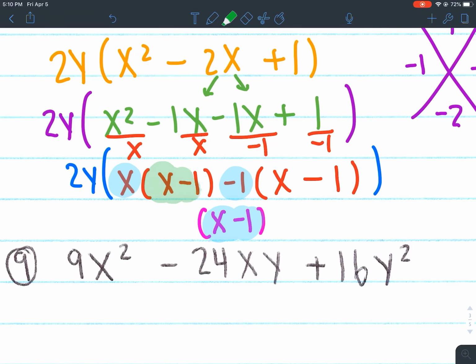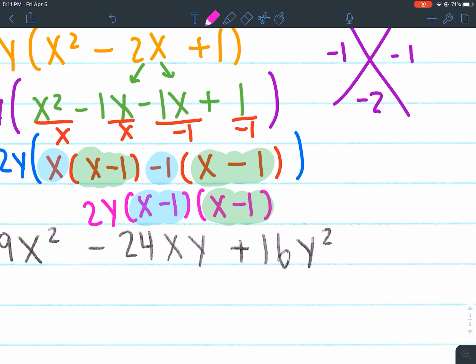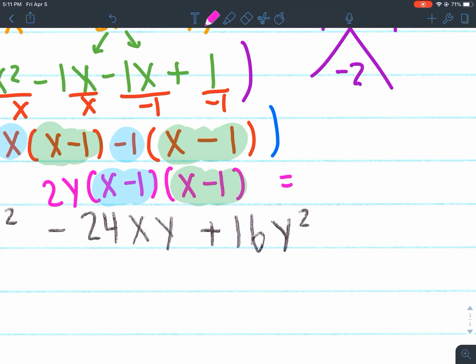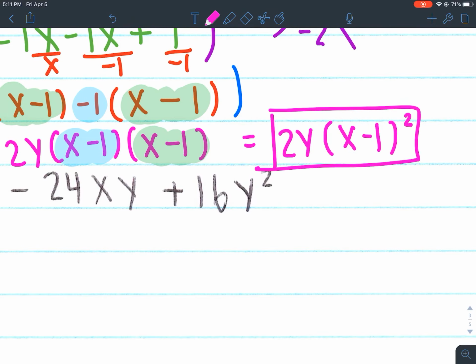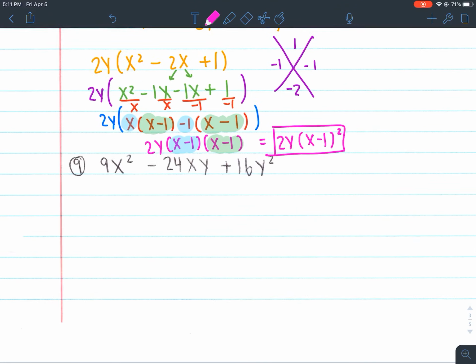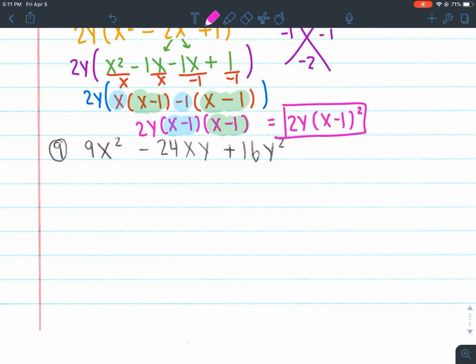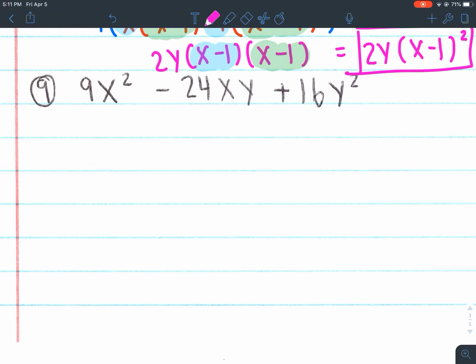And then I have two things that are matching. So those go into their own set of parentheses. And then that 2y is just going to stay out there. Now you also want to check, do my parentheses match? And they do, they're exactly the same, so I can rewrite that and put x minus 1 squared. You're like, do I have to? Yeah, you do have to, because it's not going to be in completely simplified factored form.